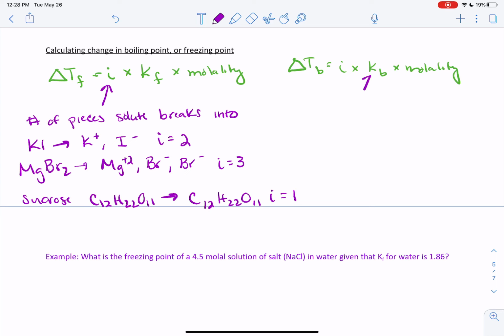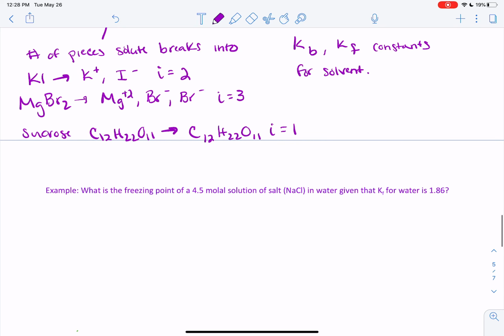Now let's look at this K. So Kb and Kf, these are constants. They're given for a particular solvent. And this will always be given to you. So Kb and Kf, like for water, if water is your solvent, the thing that does the dissolving, you'll be given Kb and Kf for water, okay?